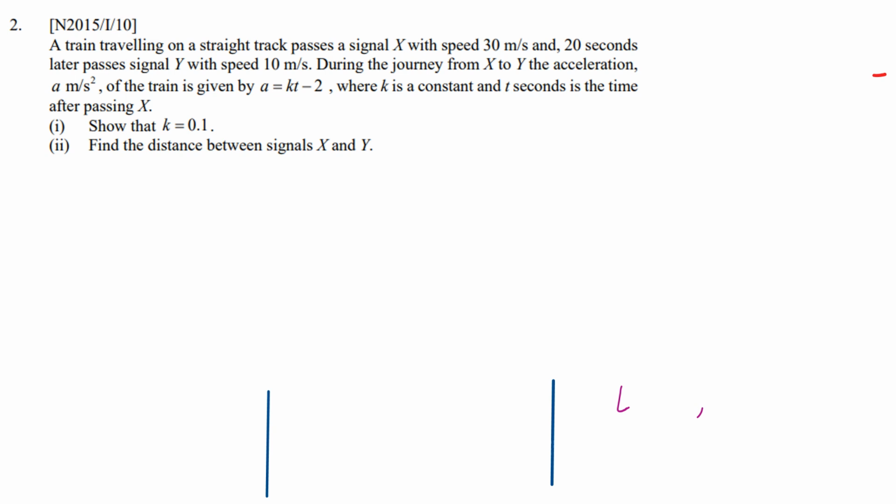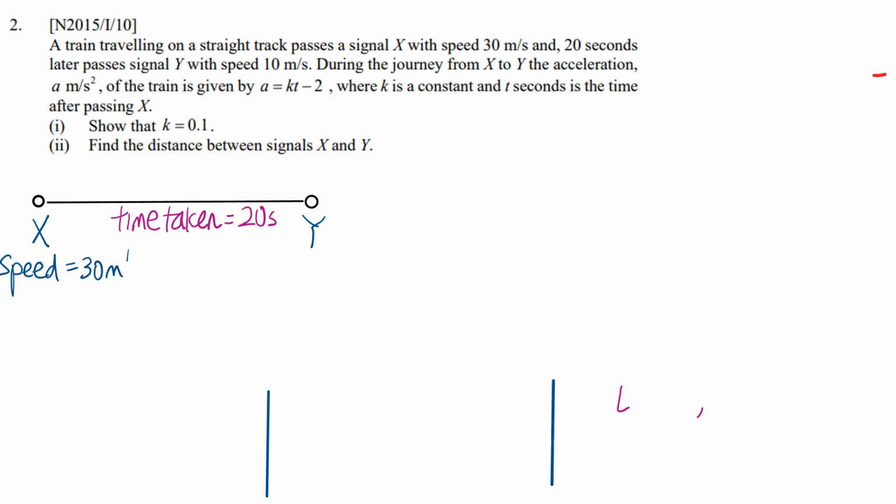So we're going to have a diagram to represent the motion of this train. Right, the two points there, X and Y. At X, the speed is 30 meters per second. Right, 20 seconds later at Y, the speed is 10 meters per second. So we're given the acceleration and the speed. What is the concept involved here? That is, I need to find the expression for the velocity. To get the expression for the velocity means I need to integrate the acceleration with respect to time.